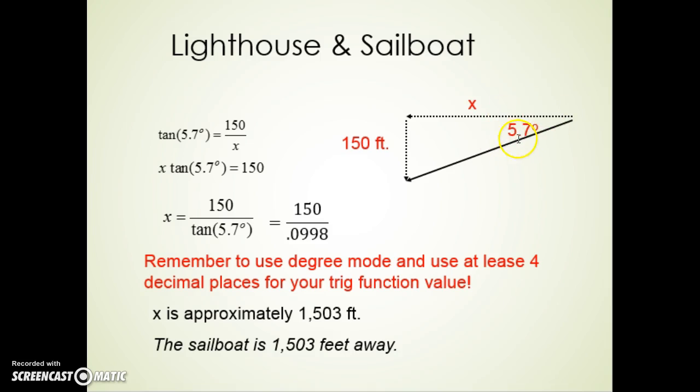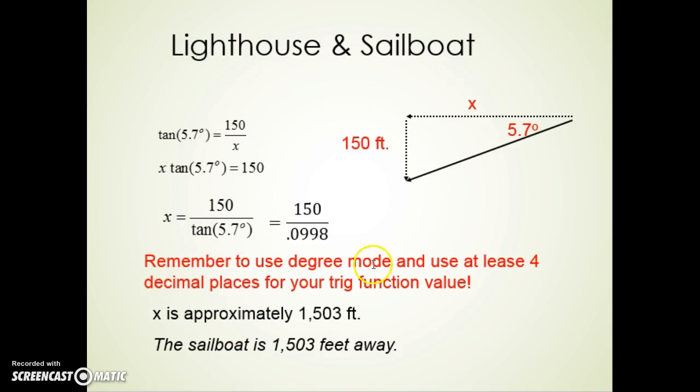Here, from the angle, I have the opposite side length, and they're asking for the adjacent side length. So opposite and adjacent, as far as the angle measure is concerned, that's tangent. Tangent is opposite over adjacent. So I know that the tangent of 5.7 degrees must equal 150 over x. It must equal opposite over adjacent. So I'm going to put those values into an equation, and then I'm going to solve for the unknown. Here they want the side length x.